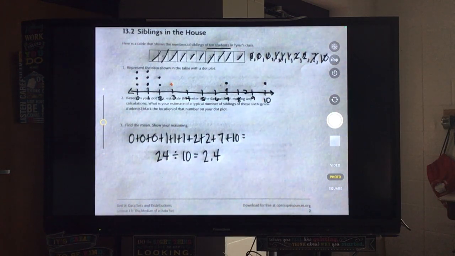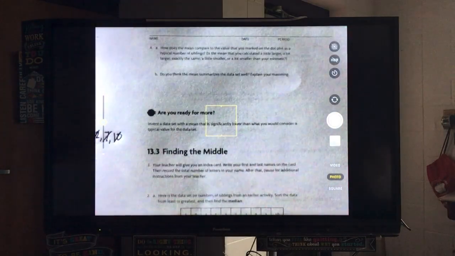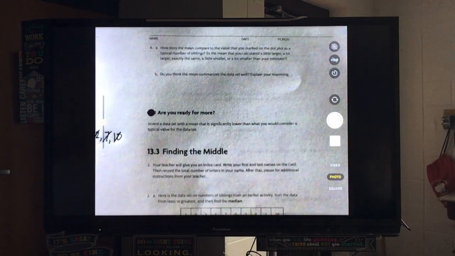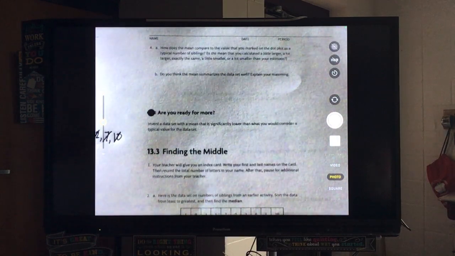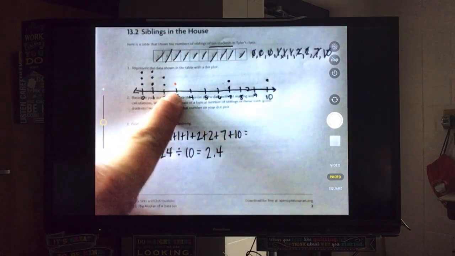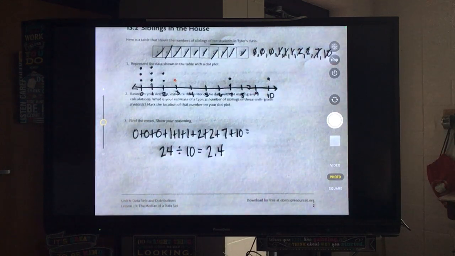Okay? All right, slide up to number 4. We're still using that same data. It says, how does the mean compare to the value that you marked on the dot plot as a typical number of siblings? Is the mean that you calculated a little larger, a lot larger, exactly the same, a little smaller, or a lot smaller than you estimated? So now, our mean we know is 2 and 4 tenths. Look at where you put your dot or your open circle and just write an explanation. Was it a lot larger? Was it very close? Was it a lot smaller? Just write an explanation for where your dot is compared to the actual mean of our data.